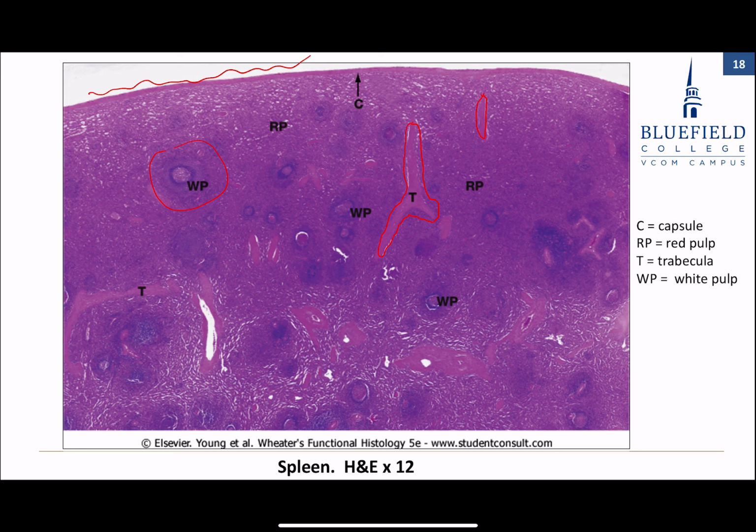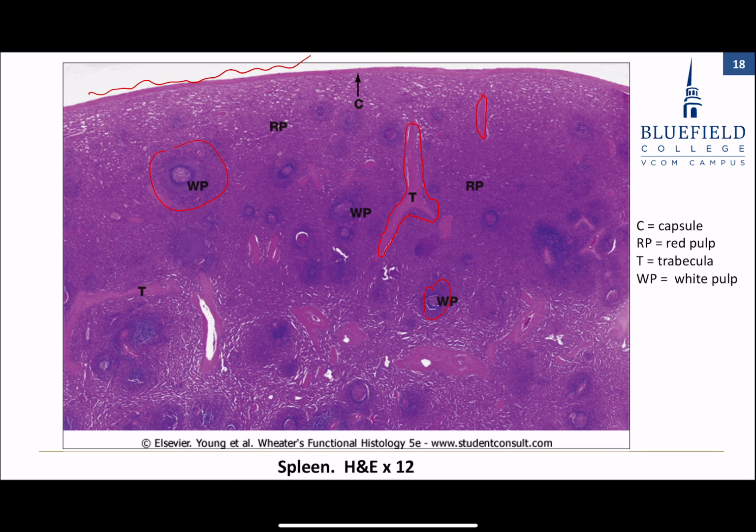Lymphatic nodule with a germinal center. Here's another one with a germinal center. Here's one that maybe doesn't have a germinal center, but you see a lot of lymphatic nodules in there. White pulp is lymphatic nodules. We're talking about the spleen. The white pulp of the spleen is a lymphatic nodule.